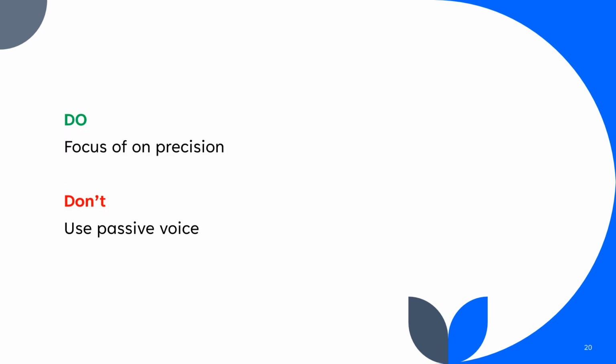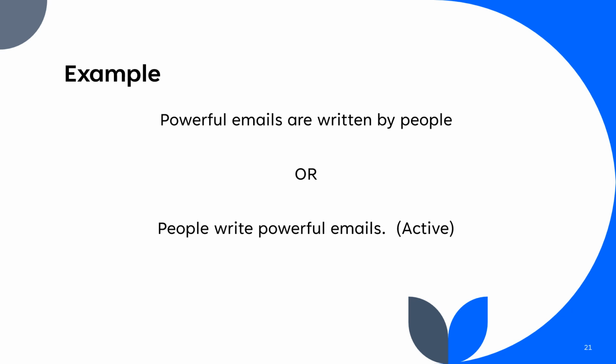Along the theme of the first lesson, here's a do and a don't. Don't use the passive voice. Do focus on precision. Not passive, rather precise. Let's look at an example. The first example says, "Powerful emails are written by people." And the second one is, "People write powerful emails." Which one sounds more precise? The second one is the active voice and is always clearer.